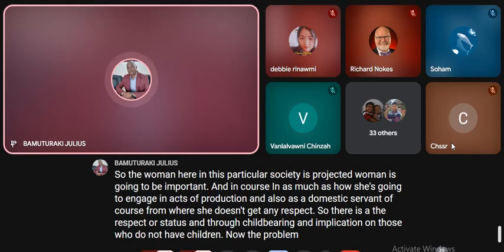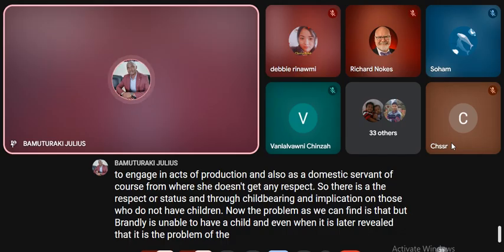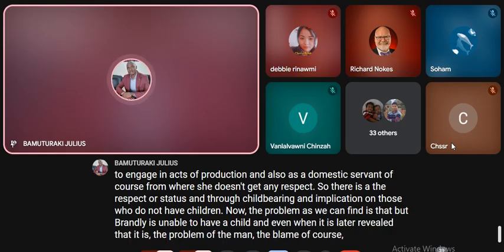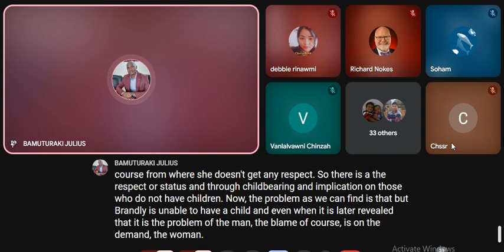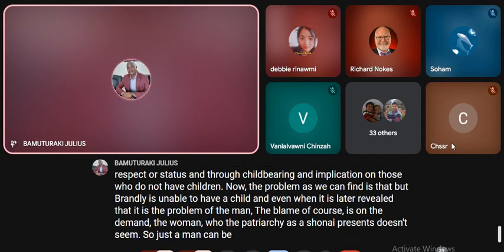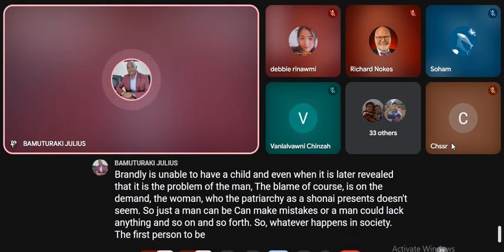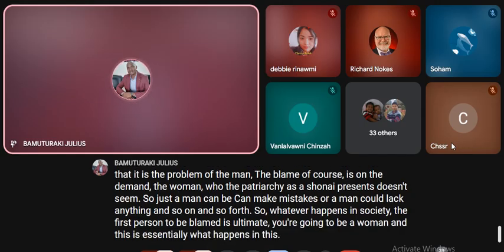Now, the problem, as we're going to find, is that Bolanle is unable to have a child, and even when it is later revealed that it is the problem of the man, the blame, of course, is on the woman. So the patriarchy, as Shonayen presents, doesn't seem to suggest that a man can make mistakes, or a man could lack anything, and so on and so forth. So whatever happens in society, the first person to be blamed is ultimately going to be a woman, and this is essentially what happens in this particular text.